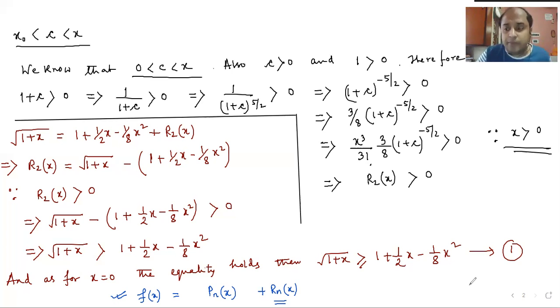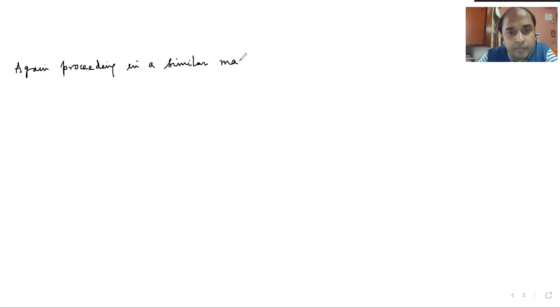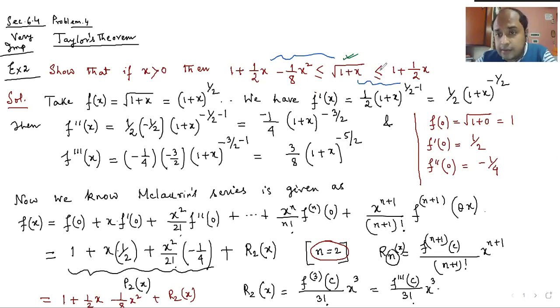So with your permission, I'm going to the next page to show you the other side of the inequality. So again, proceeding in a similar manner, and you see, if I want to show this side of the inequality, we have only this part, 1 plus half x. The next part is not shown. So this gives me a hint.